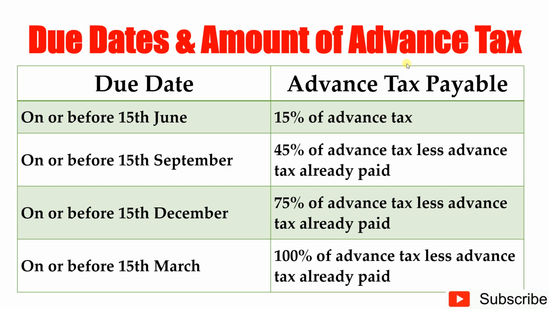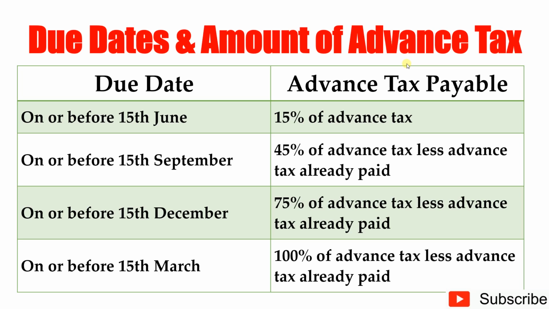The second installment we have to pay on or before 15th of September. That should be 45% of advance tax less the advance tax we already paid. The third installment will be on or before 15th of December. The amount will be 75% of advance tax less the advance tax we already paid. On the fourth installment, this is the last one, we have to make the payments on or before 15th of March. How much will be the amount? 100% of advance tax less advance tax already paid.